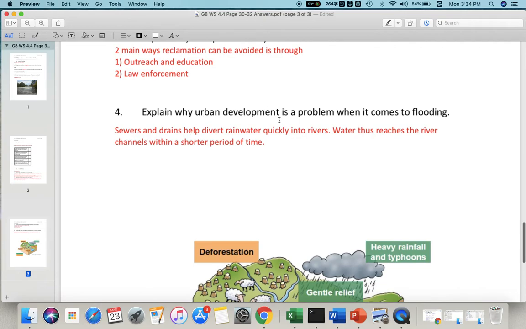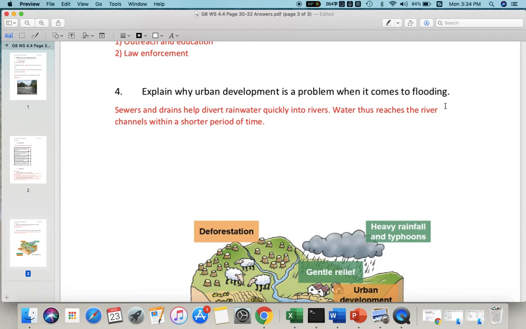And number four, explain why urban development is a problem when it comes to flooding. So in the case of flooding, urban development will also cause another problem. So the answer should be on page 32, point D, the urban development. You can see the second paragraph. So in the urban development places, even though there are sewers and drains, which help to divert the rainwater quickly, it's exactly because they divert the rainwater too quickly into the rivers, and the water could reach the river channel within a short period of time. So this means there is a sudden large increase of the water, and this will therefore lead to flooding easily.